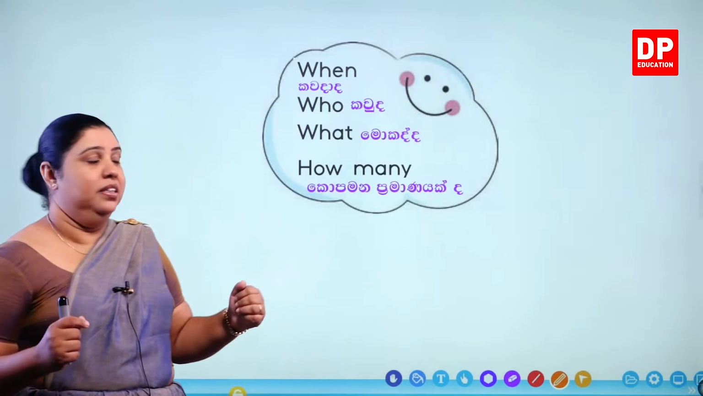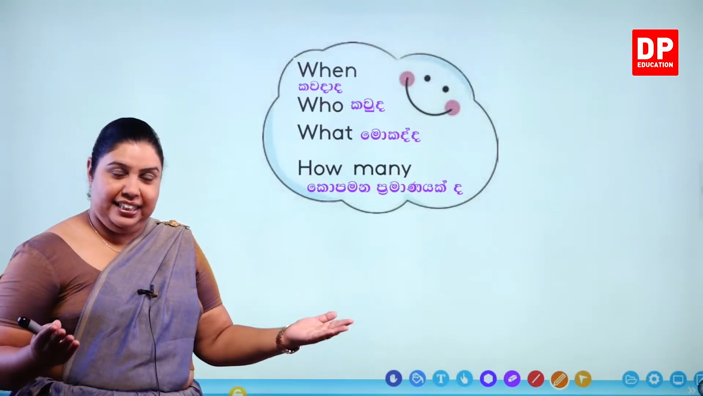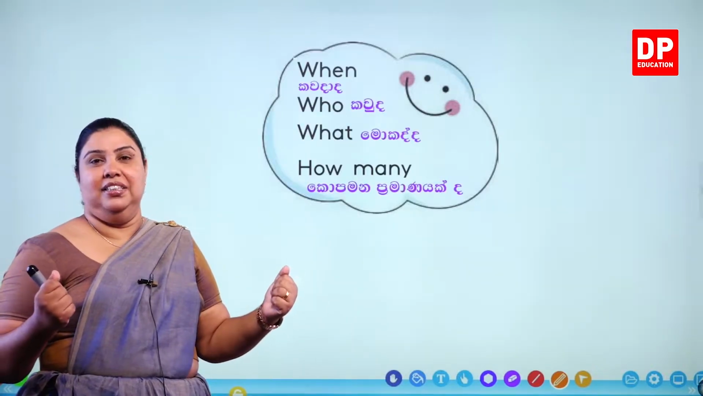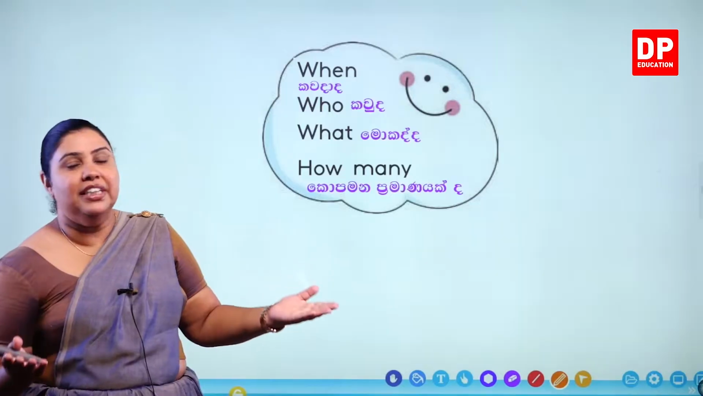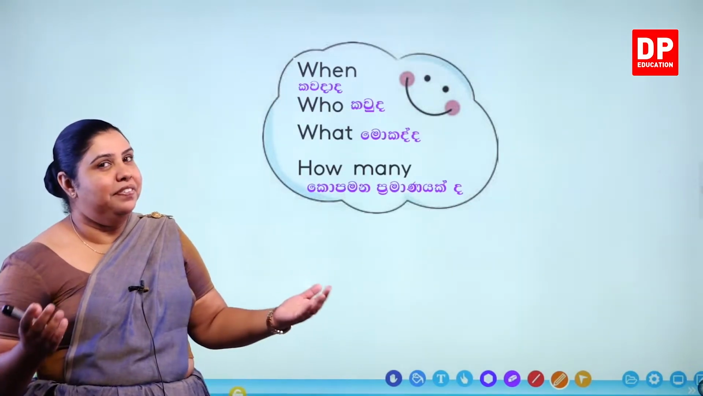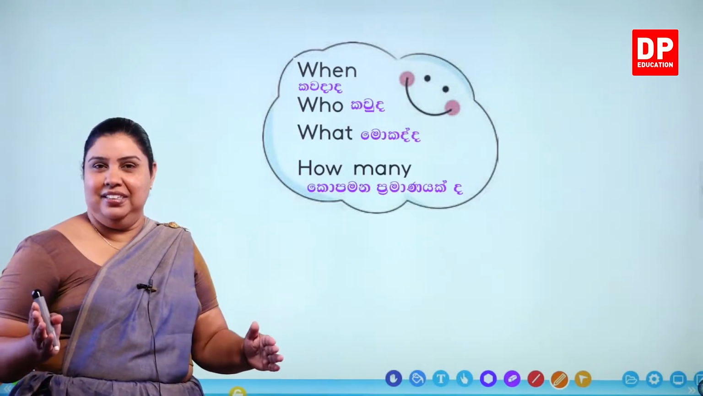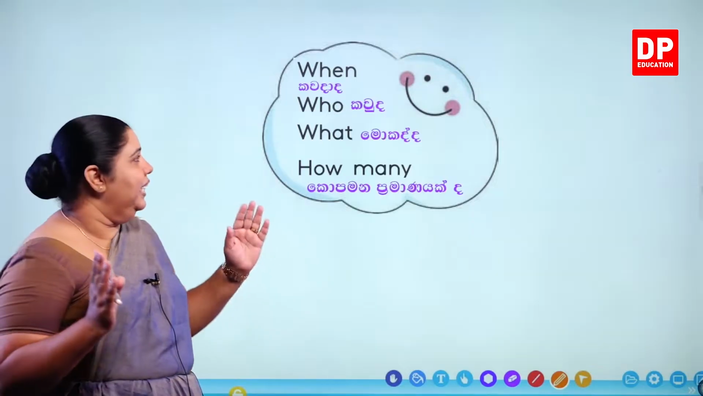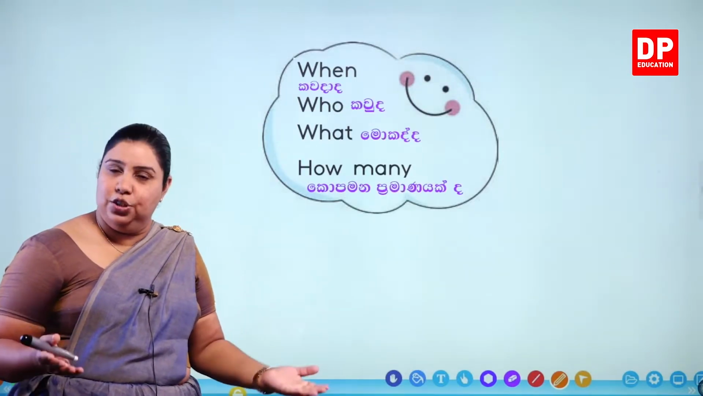How many? How many? How many children are there in your class? How many elephants are there in the Kandy Perahera? How many? Right? So these are the 4 words that you are going to use in this lesson today.